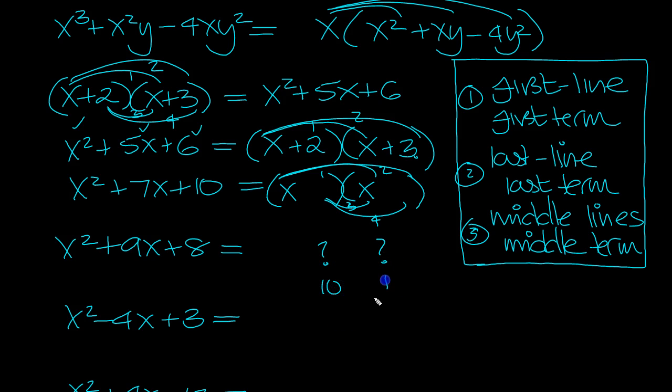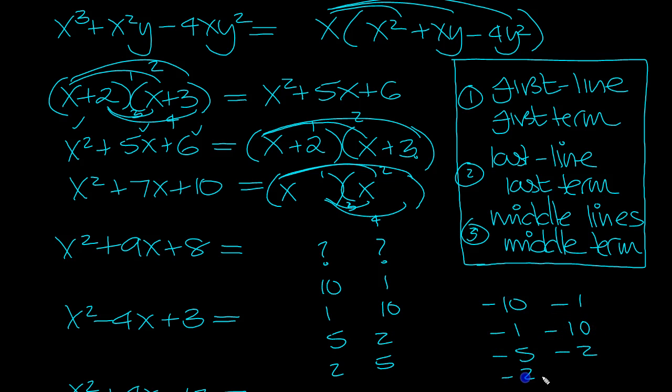10 ones, 1 10, 5 2s, 2 5s. Then you've got minus 10, minus 1, minus 1, minus 10, minus 5, minus 2, minus 2, minus 5. So one of these 8 possibilities. So that was the second piece in the jigsaw for the last line, last term, which is 10. Now to piece it all together, you look at the third clue.